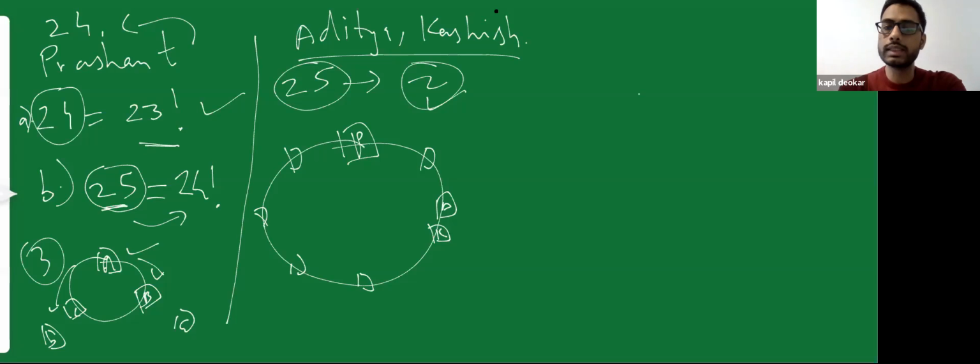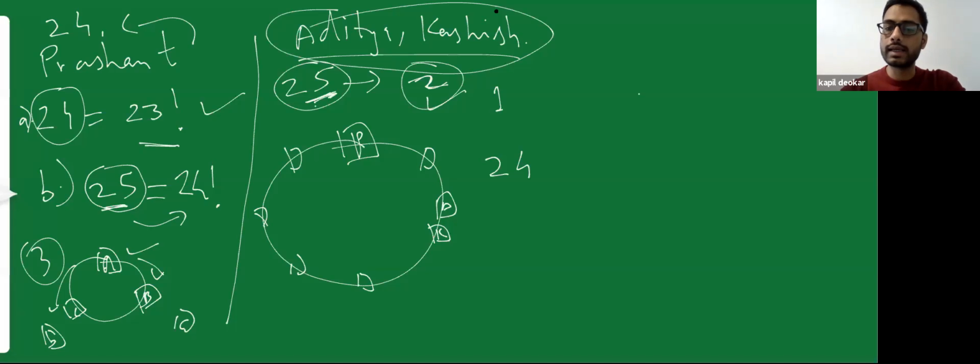2 objects to be together category. And if I want 2 objects to be together, what do I do? I consider them, tie them up together and consider them as one unit. So how many total number of units will I have? Earlier I had 25 people, but if I'm considering 2 people as one unit, my new total number of units is going to be 24.